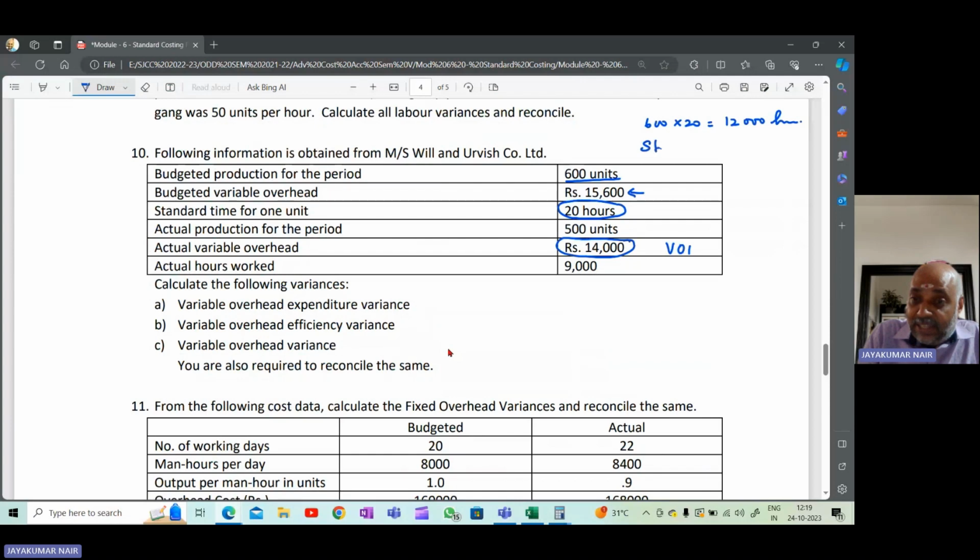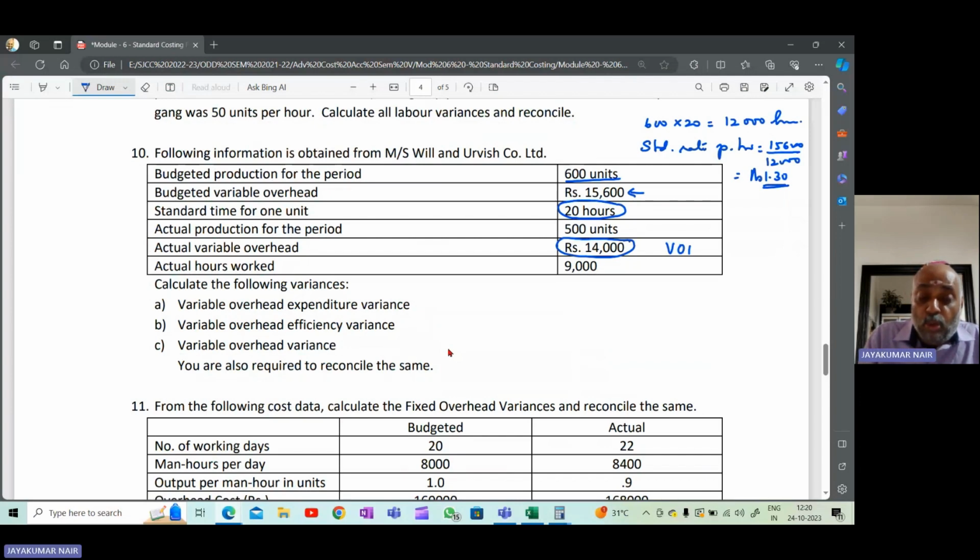So to find the standard rate per hour, the budgeted cost is 15,600. Divide this by 12,000 and you will get the rate per hour. 15,600 divided by 12,000 gives you rupees 1.30. So this is the rate per hour. If you work 1 hour, the variable overhead rate will be 1 rupee 30 paisa.